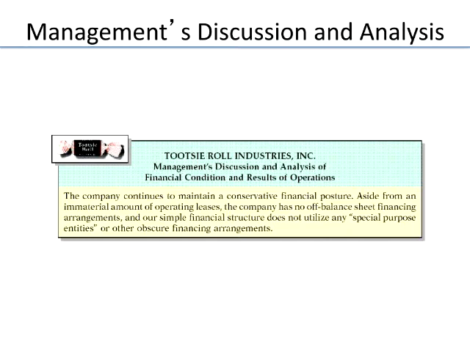The company continues to maintain a conservative financial posture. Aside from an immaterial amount of operating leases, the company has no off-balance sheet finance arrangements, and our simple financial structure does not utilize any special purpose entities or other obscuring financial arrangements. So this company is conservative and wants to make sure everyone knows that it's by the book and it's not doing anything special or tricky. If the company is doing something special or tricky, this is where it has to disclose it.